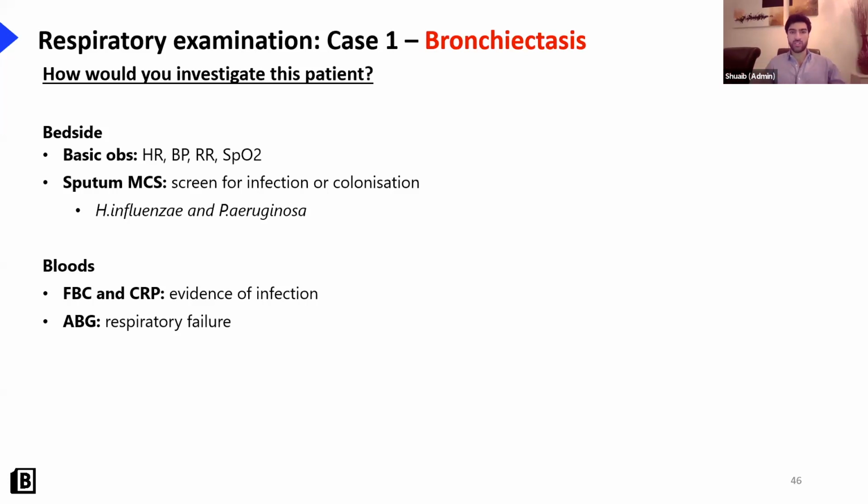And I remember one of my consultants telling me that OSCEs are sort of 10% knowledge and 90% acting. If you know what words to say, you will get the right marks. So bedside, always basic observations. In respiratory, always sputum. You always want to check the sputum in a respiratory patient. And in bronchiectasis, the most common organisms which these patients are affected with is Haemophilus and Pseudomonas. Okay, those are the two most common. You can check inflammatory markers to see if they've got any underlying infection. You can also offer to do an ABG to see if they've got any evidence of respiratory failure.